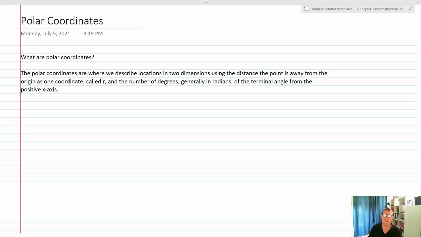All right. So we're going to go over the basics of polar coordinates. And then we're going to talk a little bit more in depth about some of the shapes that we get with polar and also how we go about graphing polar coordinates. So let's look at the base case. Let's first ask, what are polar coordinates? Polar coordinates are where we describe locations in 2 dimensions using the distance that the point is away from the origin as one coordinate, which we'll call r, and the number of degrees, generally in radians, of the terminal angle from the positive axis.